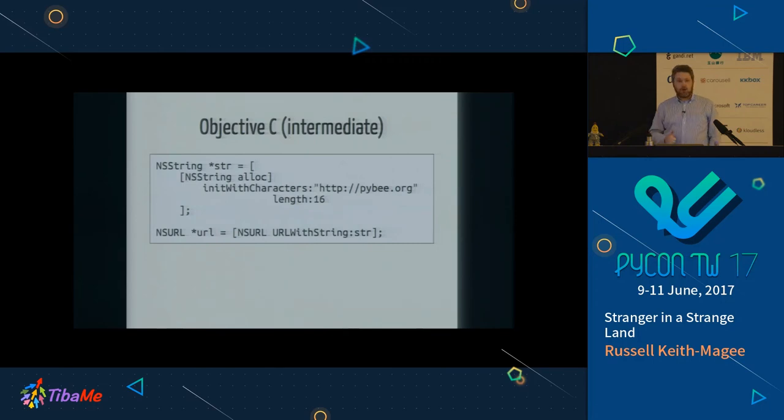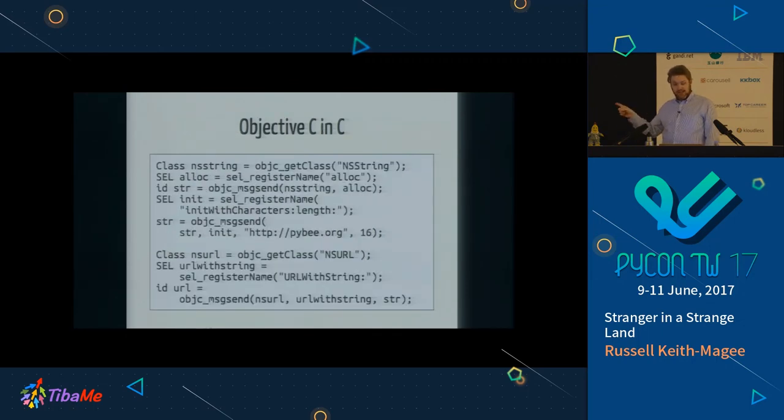At this point, we're down to raw C data types with Objective-C syntax. This is exactly, and I do mean exactly, the same code, but written in raw C. We're going to get a class reference for NSString. We're going to get the alloc selector. We're going to send the alloc message to the NSString class. We're going to get the initWithString:length selector and send that message along with two arguments, a native C string and the number 16, to the str object and get back an str instance.